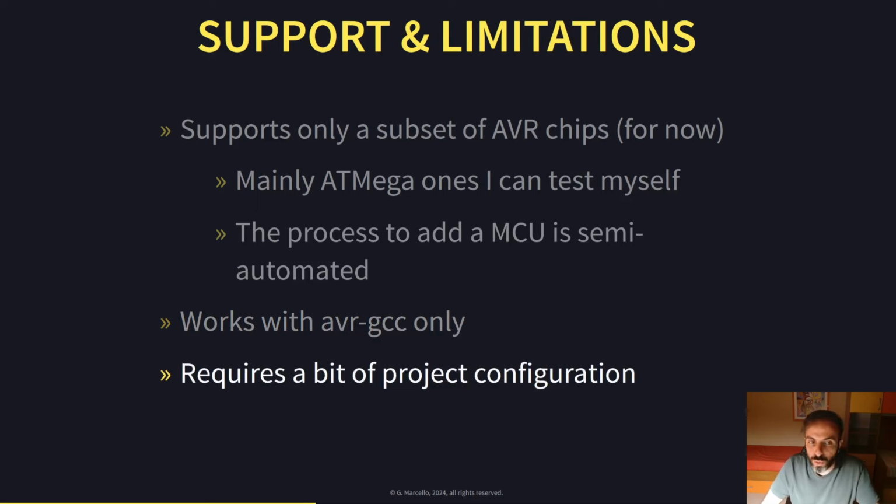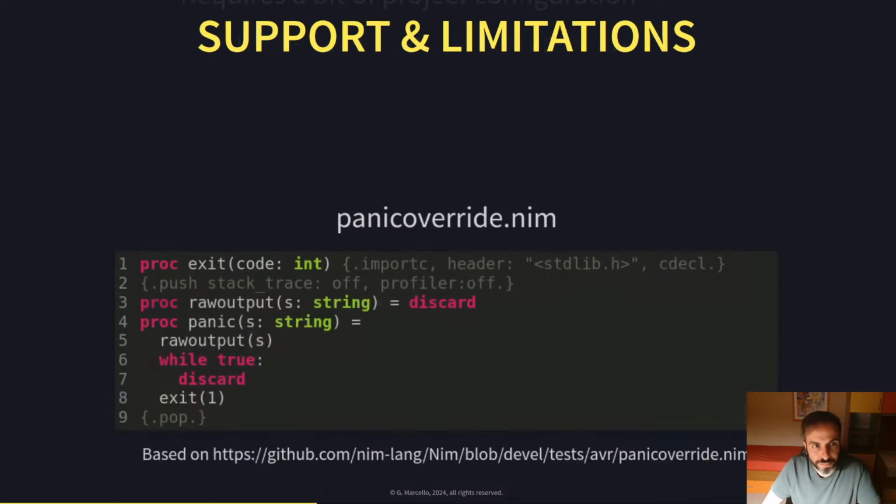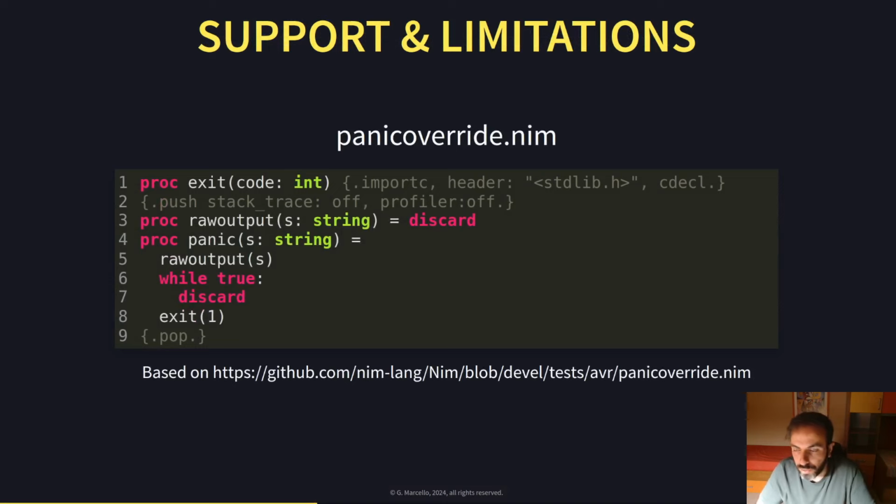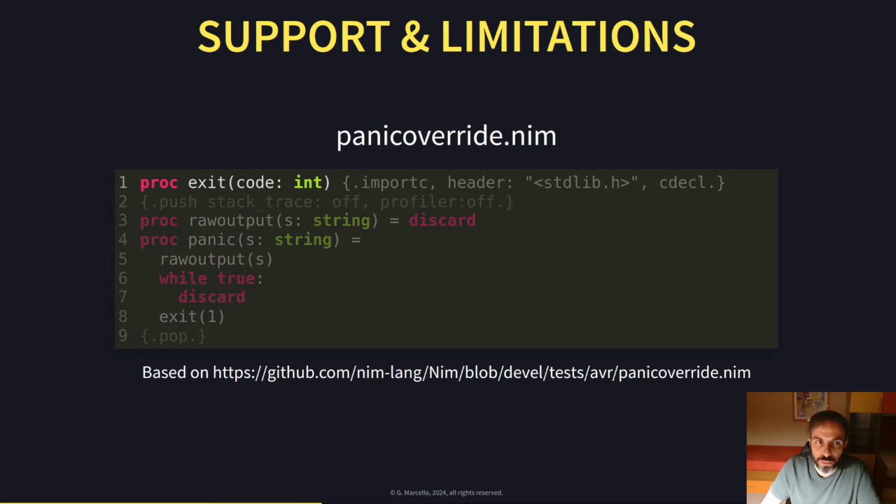And using this library requires a bit of project configuration, which I'm going to get into right now. So first of all, you have to provide a panic override.nim file, because we are really not using an OS. Generally, we use OS standalone or any. And when defining a panic override, you have to provide the exit function, the raw output function, and panic. And this example that you see here is based on the Nim test suite, the AVR subdirectory, so you can find it there. And this is a little bit modified.